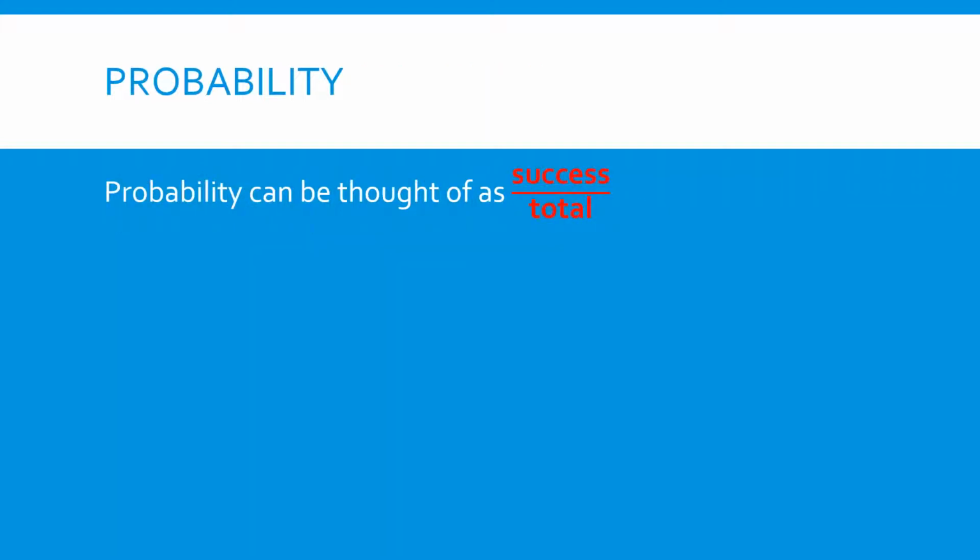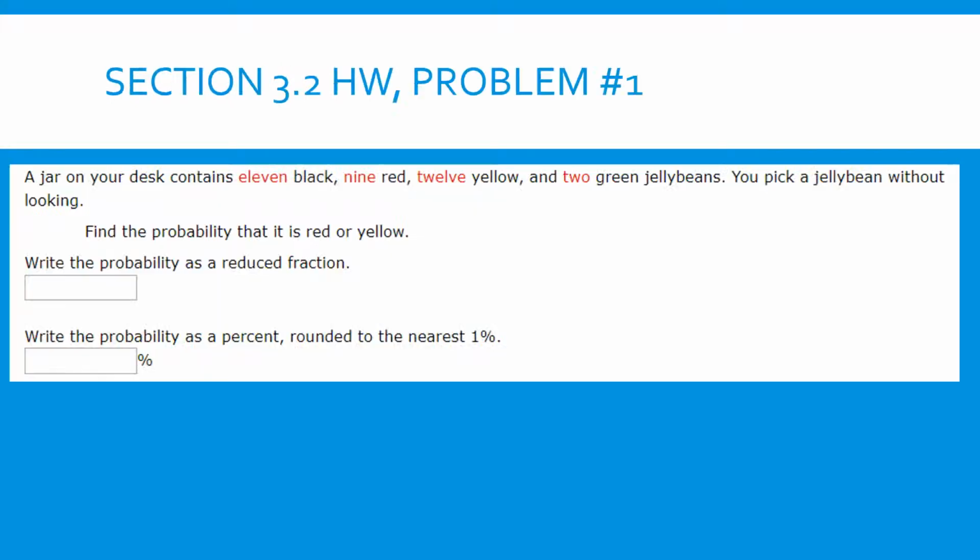Very important here, make sure you write this down. Probability can be thought of as success over total. It's written as a fraction most of the time. Sometimes you'll write it as a decimal. So it's thought of as success over total.